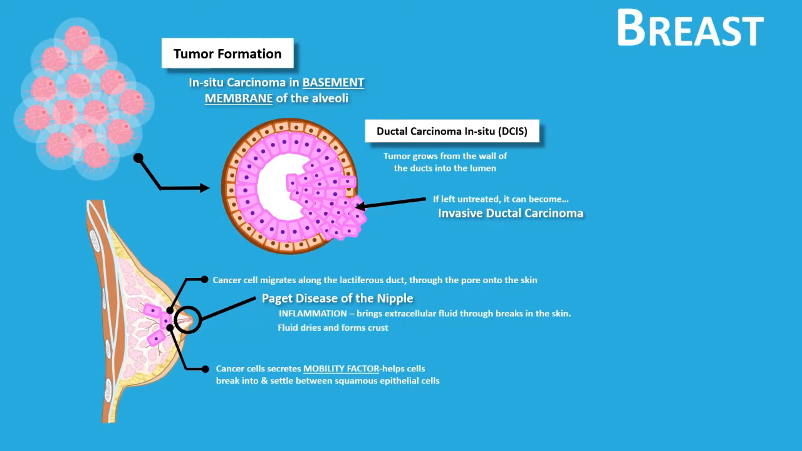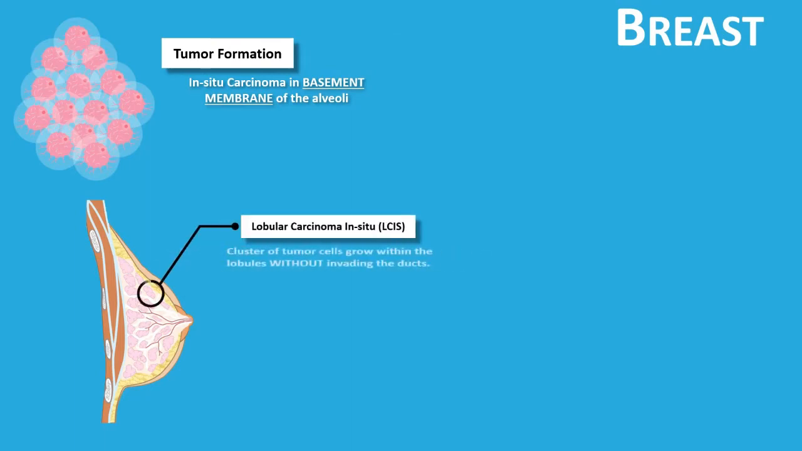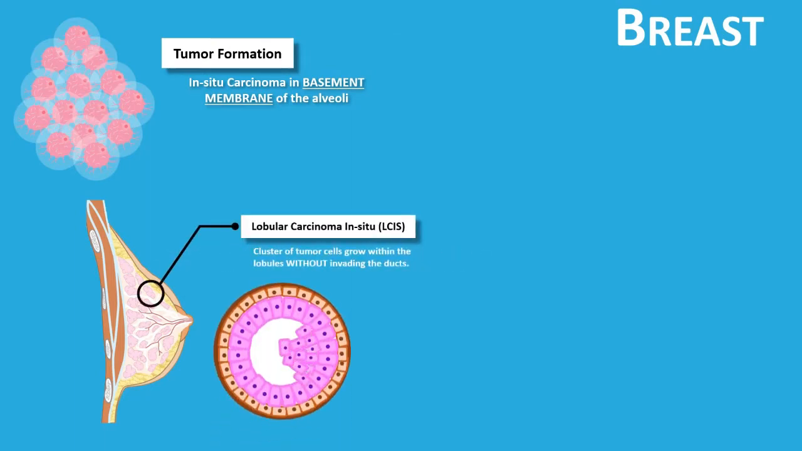The next type is called lobular carcinoma in situ. LCIS is where a cluster of tumor cells grow within the lobules without invading the ducts, causing the alveoli to enlarge. Unlike DCIS, over time, LCIS doesn't cross the basement membrane to form invasive lobular carcinoma. LCIS got its name many years ago before it was realized that it's not a breast cancer, in the sense that it doesn't invade surrounding tissues.